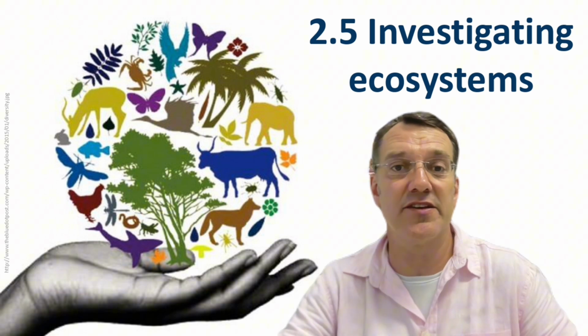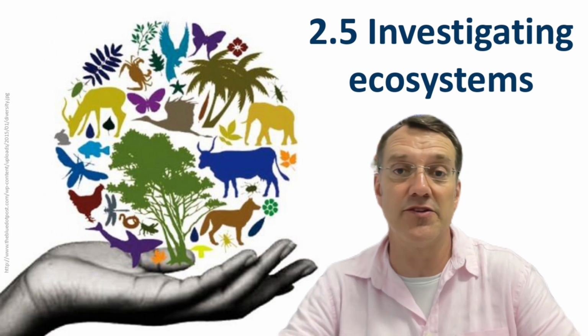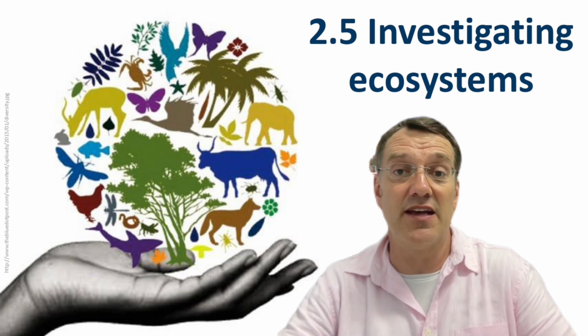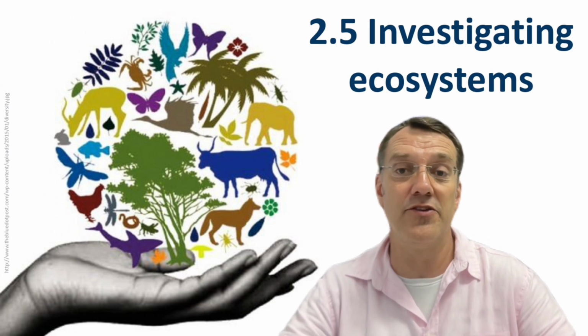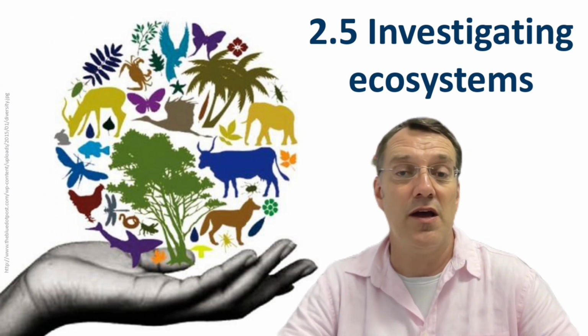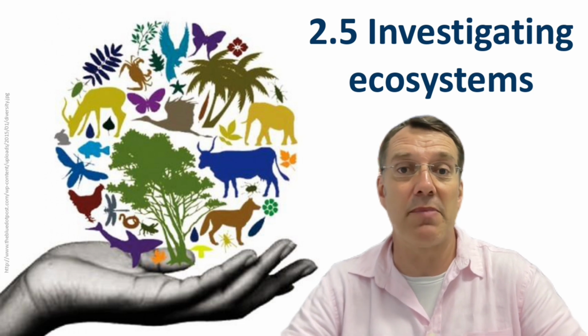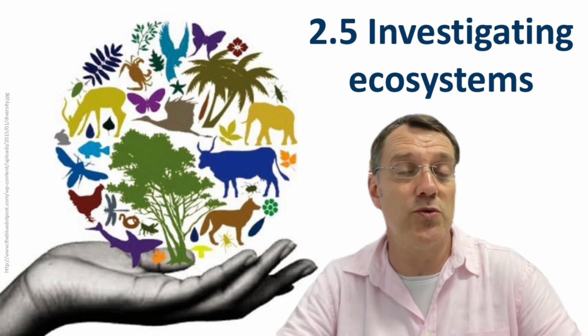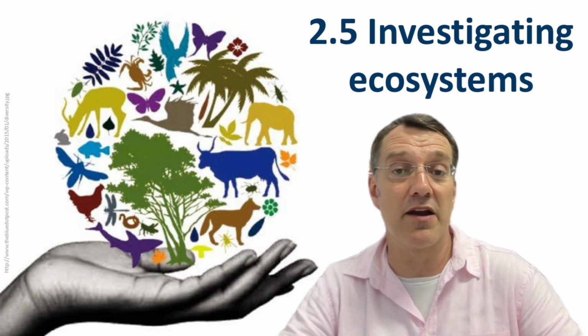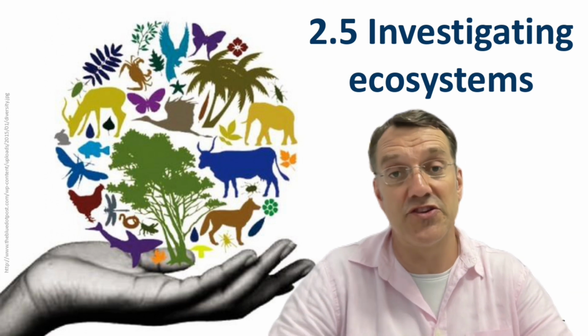Today we're looking at ESS topic 2.5, investigating ecosystems. This section of the ESS course focuses on the practical methods you're going to use to study ecosystems. Understanding these techniques isn't just about passing your exams. These are the same tools that scientists use worldwide to monitor environmental change and develop conservation strategies.